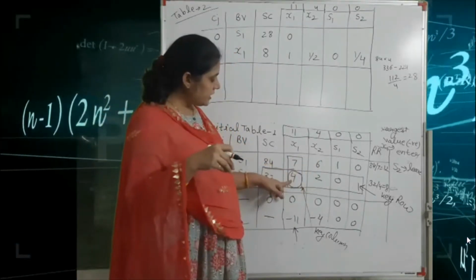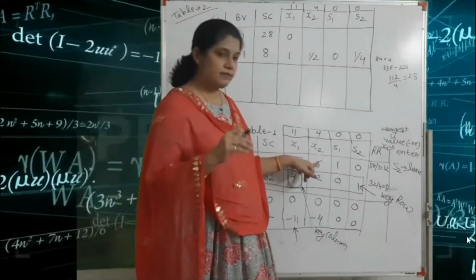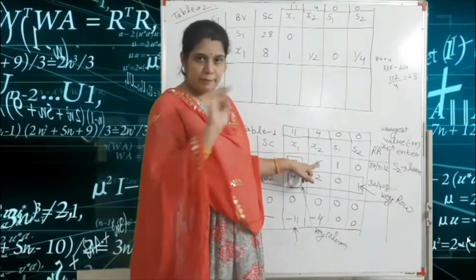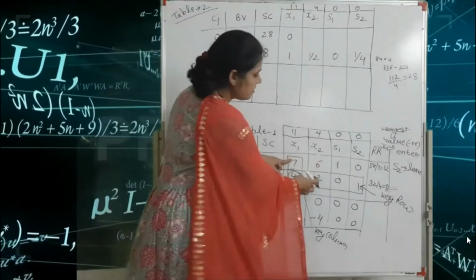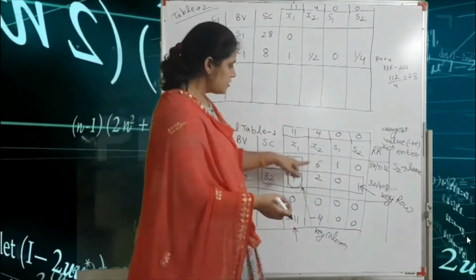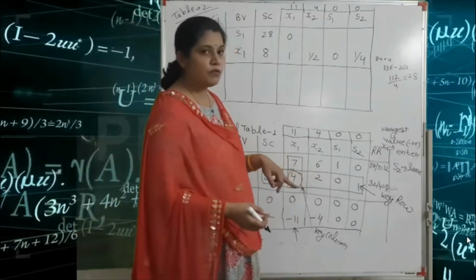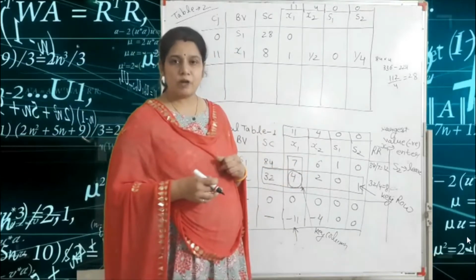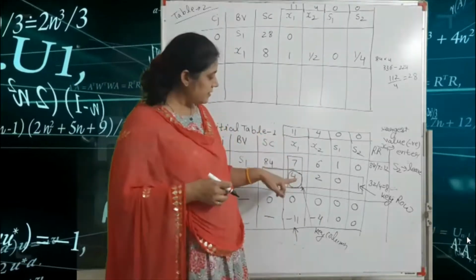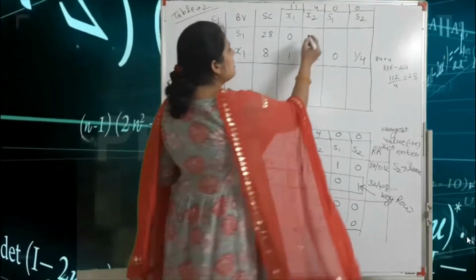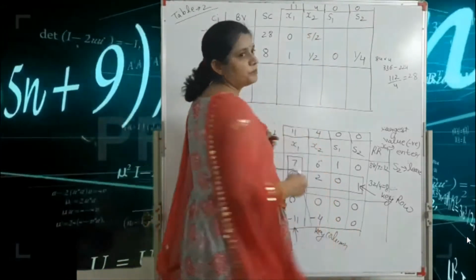So your key number 4 into 6 that is 24, minus the determinant, what? 7 into 2, obviously. So 6 into 4 is 24, minus 7 into 2 is 14. So 24 minus 14 means 10. 10 divided by 4 is 5 by 2.